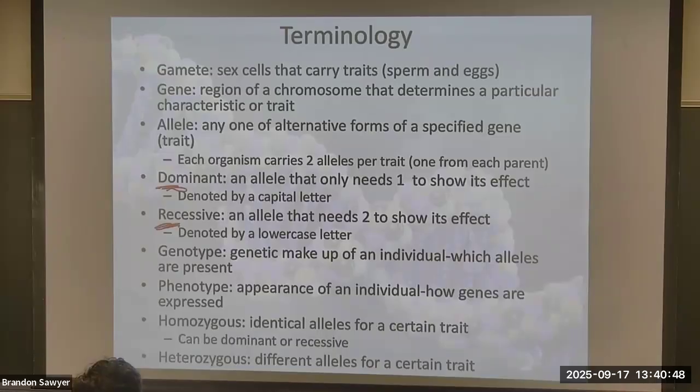Okay. And then if an individual has two of the same allele, so two of the dominant ones or two of the recessive ones, we would say that the individual is homozygous for that trait. Okay. If they have one dominant, one recessive, then it'd be heterozygous in that case. Okay. So, all right. Questions so far?